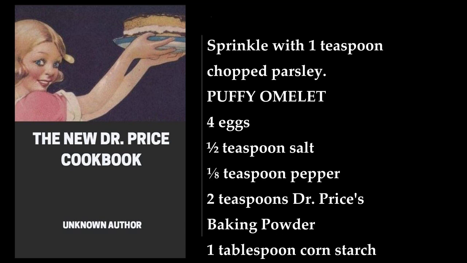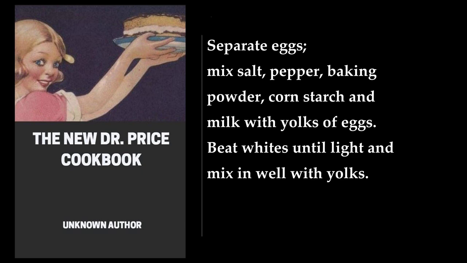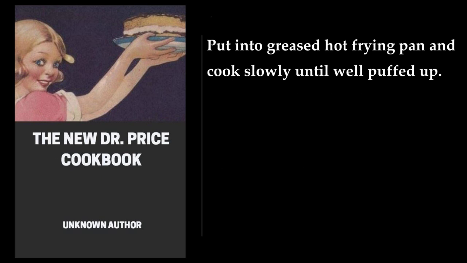Puffy omelet. 4 eggs. 1/2 teaspoon salt. 1/8 teaspoon pepper. 2 teaspoons Price's baking powder. 1 tablespoon corn starch. 1/2 cup milk or half milk and half water. Separate eggs. Mix salt, pepper, baking powder, corn starch and milk with yolks of eggs. Beat whites until light and mix in well with yolks. Put into greased hot frying pan and cook slowly until well puffed up.